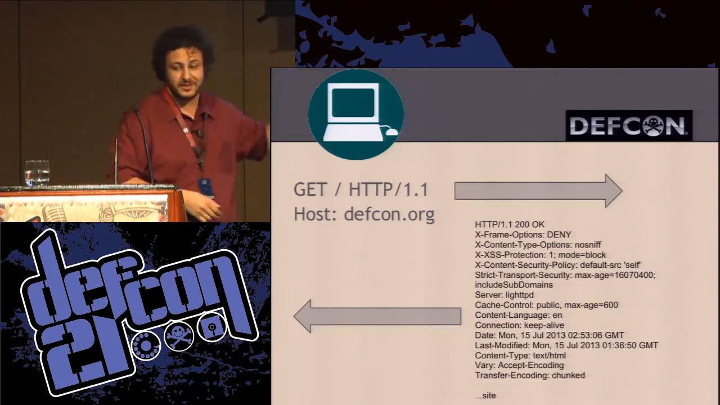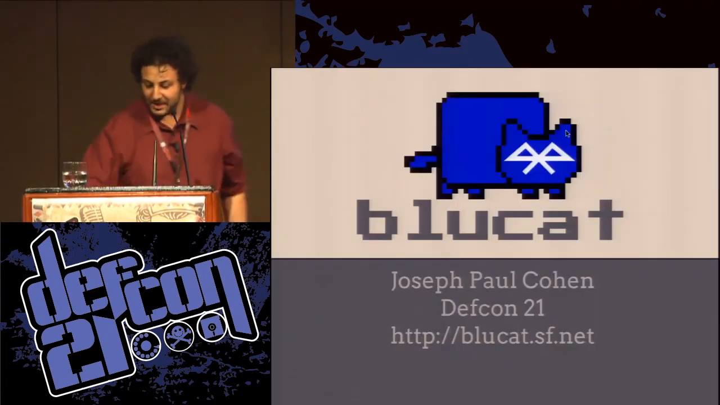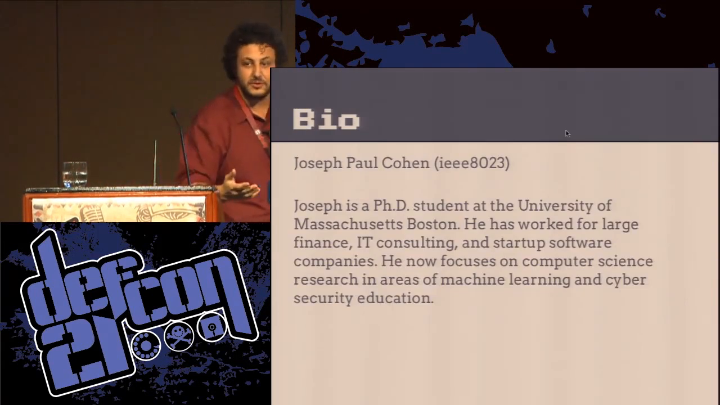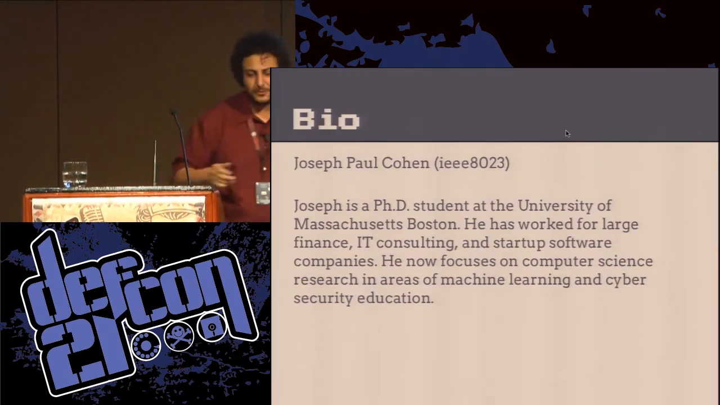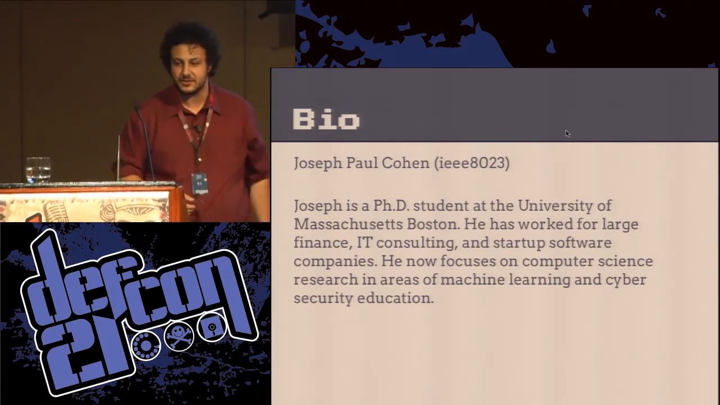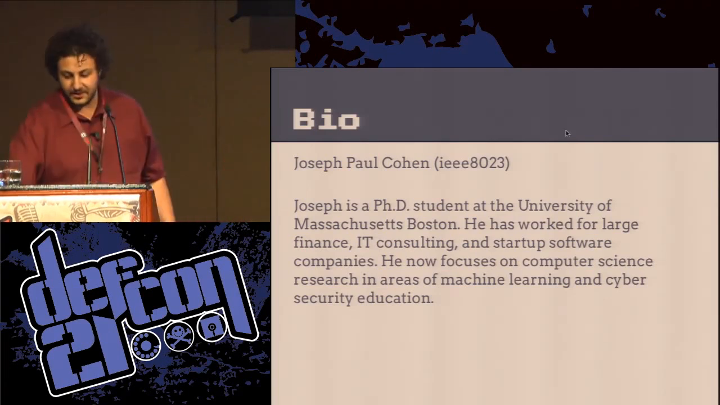All right, so I'm here to talk about Blucat. Who's heard of Blucat so far? Awesome. My name is Joseph Paul Cohen. I'm a PhD student at UMass Boston. It's kind of a side thing, based on cybersecurity and computer science education. I do a lot of machine learning and computer vision stuff, so it's kind of dual tracks. So this is the fun stuff.